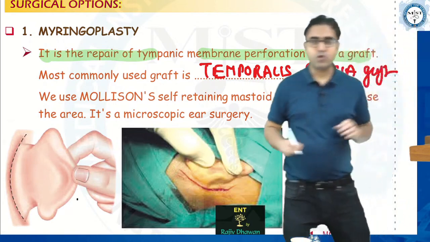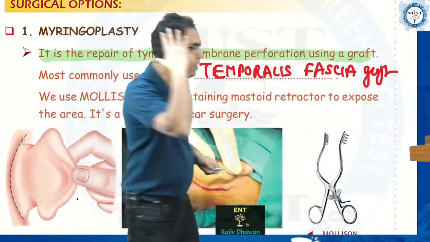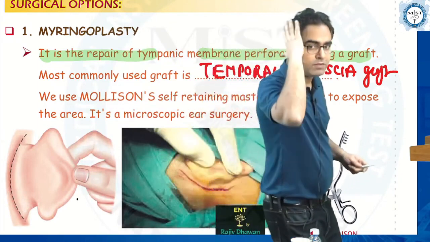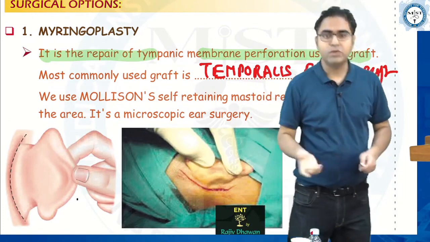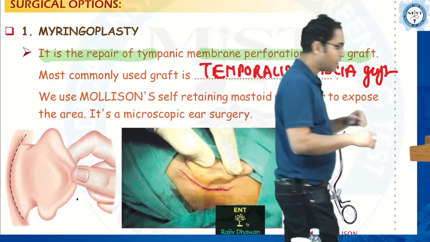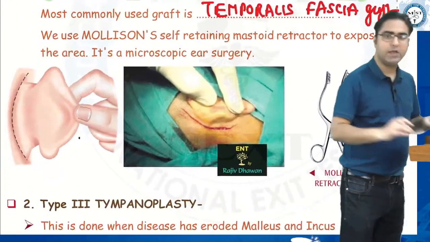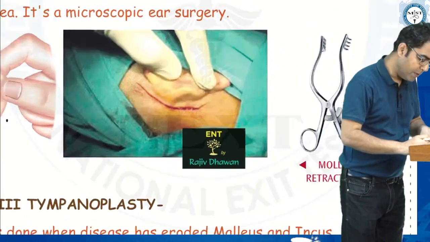Most commonly used graft is temporalis fascia graft. You know, everybody, what is this muscle here? Temporalis muscle. This is the graft. From this muscle you take a graft. Okay, fine. Now, we open up the ear from behind, and this is the future question.